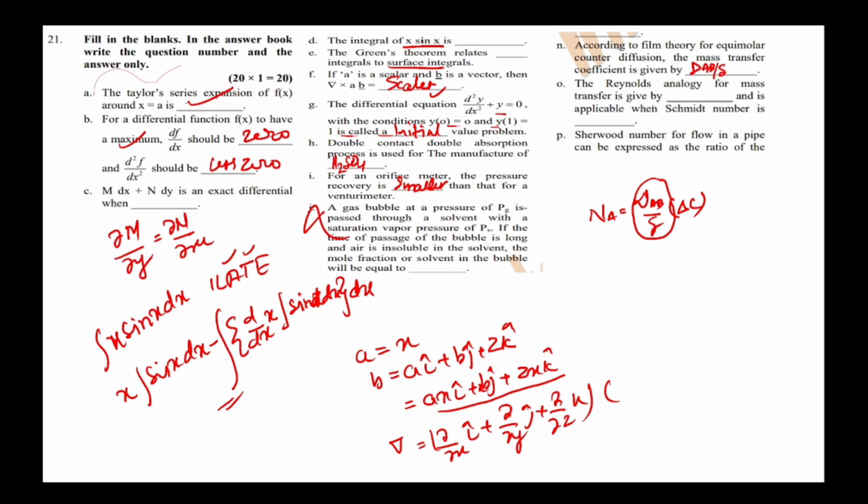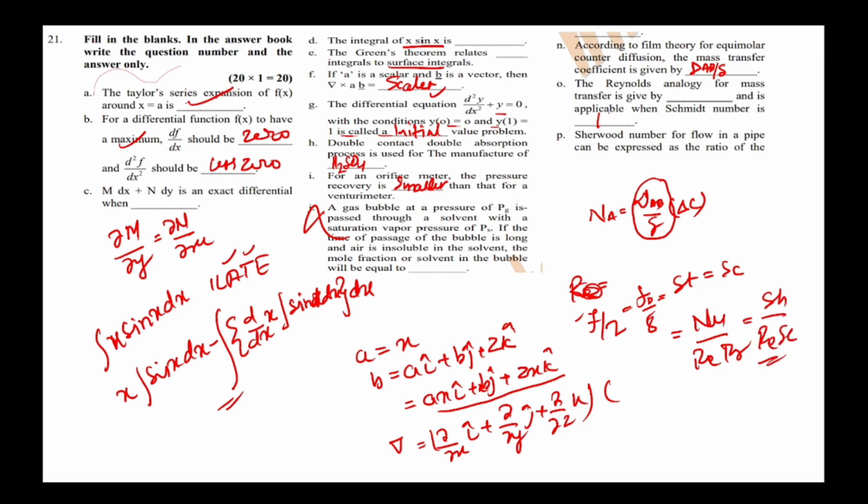The Reynolds analogy for mass transfer is given by and is applicable when Schmidt number is equal to 1. Reynolds analogy, I have told you in previous lectures. Reynolds analogy is f by 2, this is Fanning friction factor, is equal to f by 8, Darcy's friction factor, is equal to Stanton number. It can be written as Nusselt number upon Reynolds number into Prandtl number, or it is written as Sherwood number upon Reynolds number into Schmidt number.